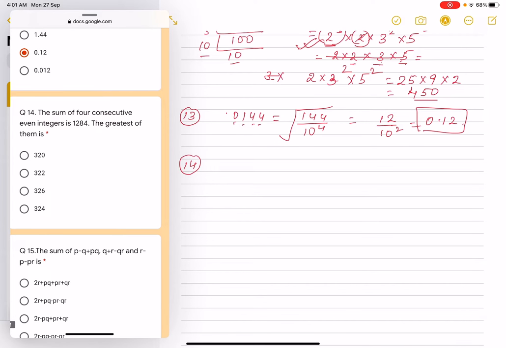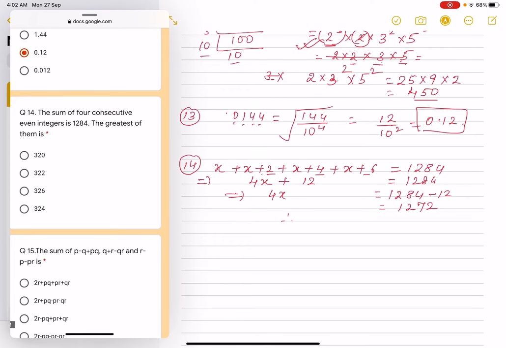Now again, the sum of 4 consecutive even integers is 1284. One even integer is x, another is x plus 2, another is x plus 4, and x plus 6, sum is 1284. As we are taking even, there will be a difference of 2. Now we simplify. It is 4x plus 2, 4, 6, 6, 6, 12. That is 1284. So 4x is 1284 minus 12, that is 1272. So x will be 1272 divided by 4. 4 3 is 12.